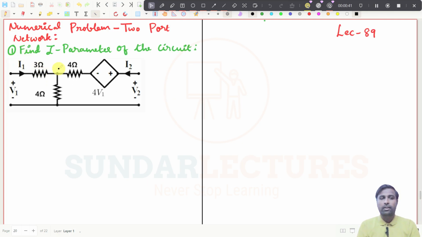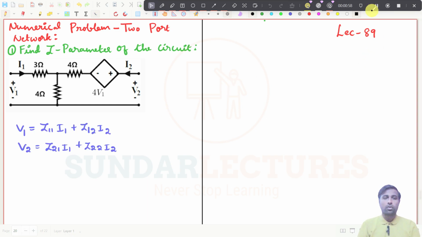So problem number one, we need to find the Z parameter of the circuit, and the circuit is given like this. We know the expression for the Z parameter. I will just write it down. So now you see this is the expression for the Z parameter. We need to find V1 and V2. If you find V1 and V2, then obviously you can get Z11, Z12, Z21, Z22, everything.